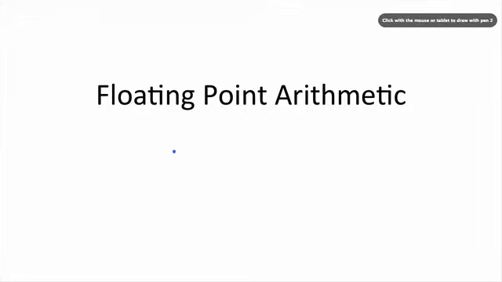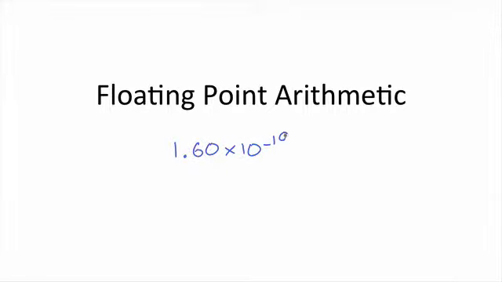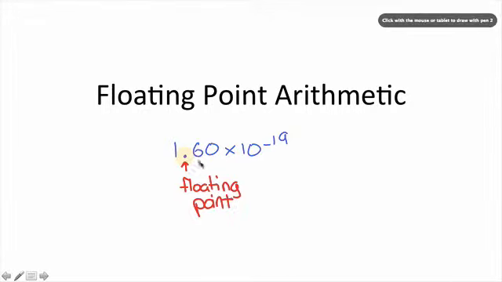A floating point representation is simply a decimal number, for example, a number of the form 1.60 times 10 to the minus 19, in which the decimal can float. And so this decimal is called the floating point. And of course, the reason why you want to have a floating point is because if this decimal moves back and forth, the computer can represent a much larger range of numbers than it would be able to if it didn't let the decimal point float.